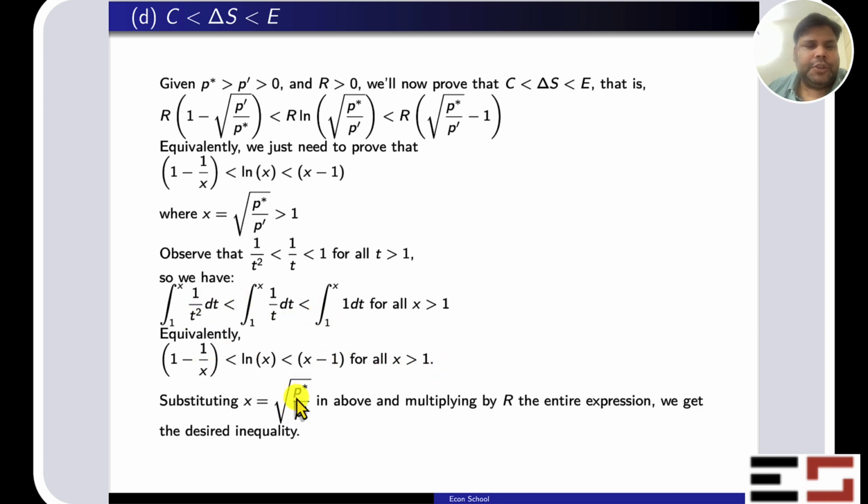Of course we have already shown this, but if you want to get back this term, you can substitute in place of x root p star by p prime, because that's also greater than 1, and you will get this inequality. Of course you also have to multiply this expression by r to get exactly this inequality. So that's a proof that this inequality holds whenever p star is greater than p prime and r is positive.